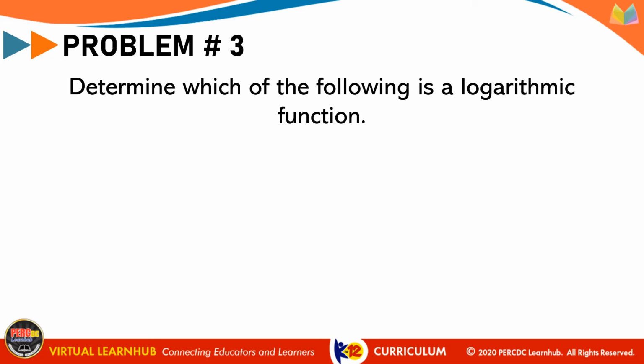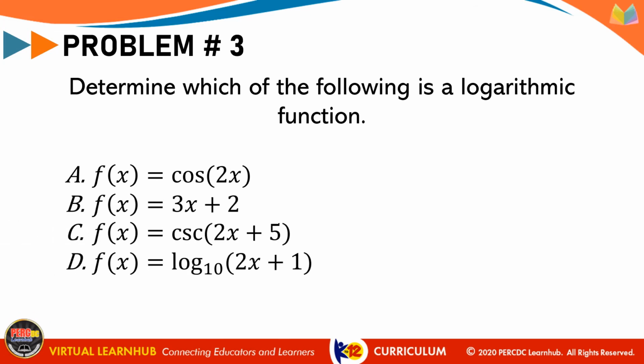Problem number 3. Determine which of the following is a logarithmic function. Letter A, f of x equals cosine 2x. Letter B, f of x equals 3x plus 2. Letter C, f of x equals cosecant 2x plus 5. And letter D, f of x equals log of 2x plus 1 to the base 10.